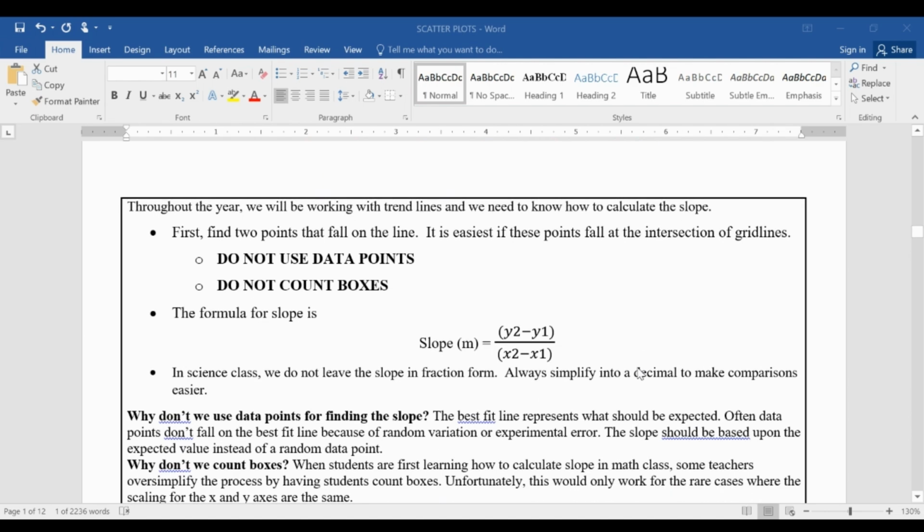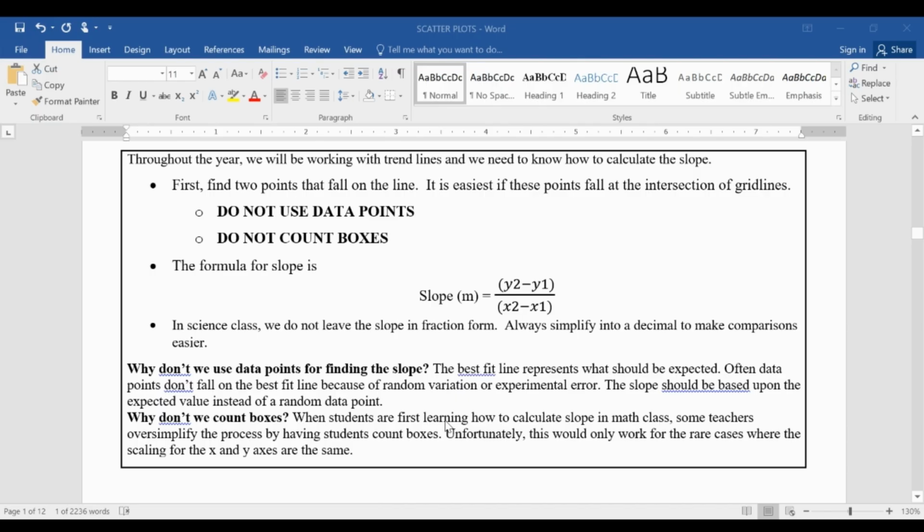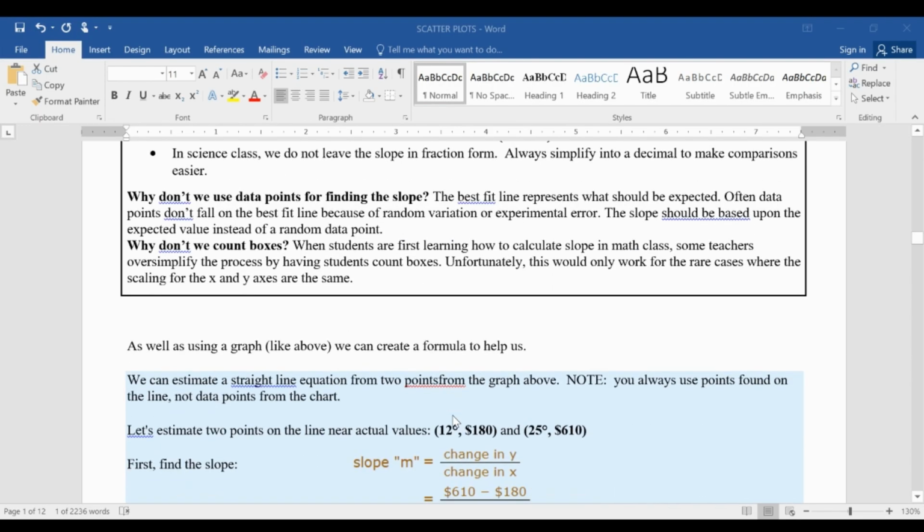Now, throughout the year, we're going to be working with trend lines and looking at the slope. We are going to be calculating a slope by hand. There is some background information here on slope. I'm going to hold off on this conversation till the next lab, where we are going to be drawing a graph by hand and calculating a slope by hand. But just the things to remember: you do not count boxes and you do not use data points. You always use points on the line. We're going to come back to this a little bit later.